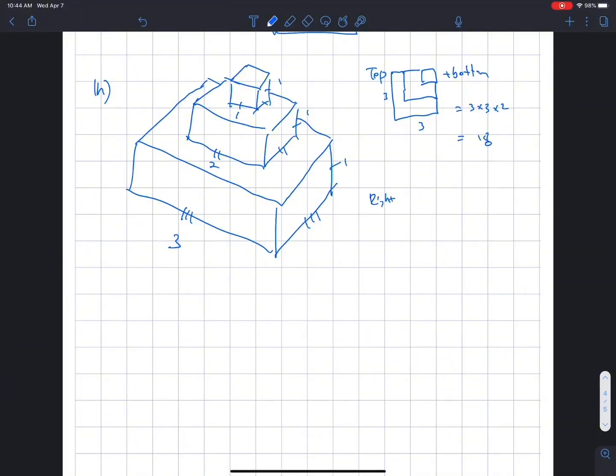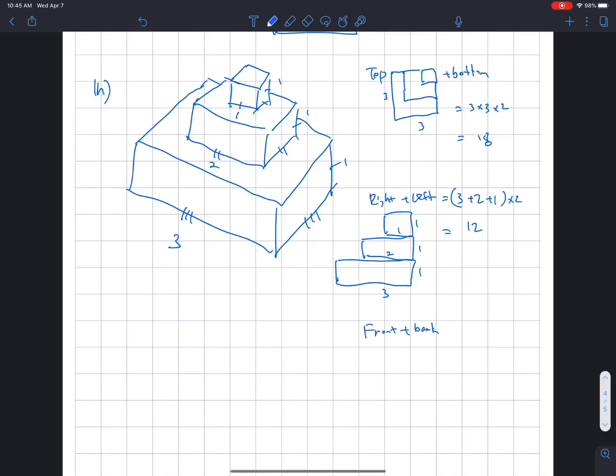On the right hand side, we see something that looks like this, right? 1, 2, 3, those 3 rectangles. The bottom one would be a 3 by 1, this would be a 2 by 1, and then 1 by 1. So right and left is just 3 times 1 is 3, 2 times 1 is 2, 1 times 1 is 1, and then times 2. We got 12.